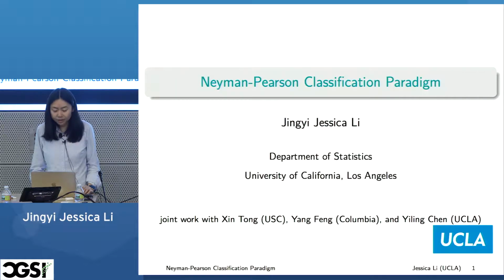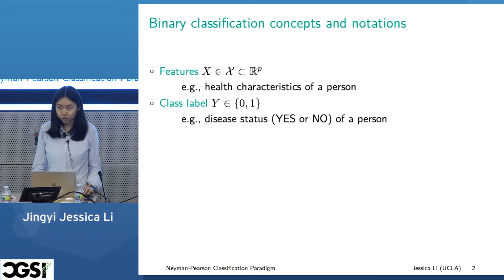Binary classification is a very well-studied problem in machine learning, and I will talk about the notations first before I jump into the paradigm. We have features, which are denoted as p-dimensional vectors. In a biomedical application, they can be health characteristics of a person. And we have a binary class label, which can represent a disease status, yes or no. So this is a binary label. If we want to make a prediction about a person's disease status based on his or her health characteristics, it is a binary classification problem.